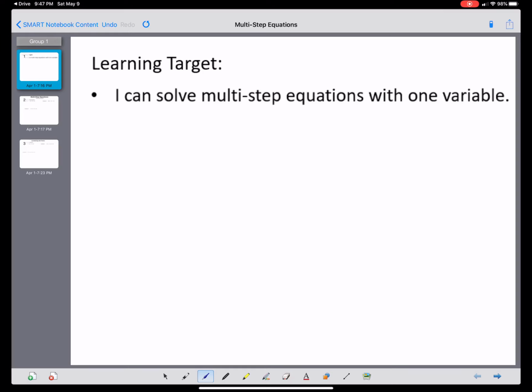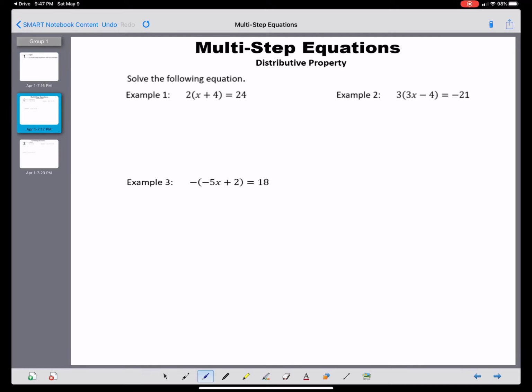Today's learning target: I can solve multi-step equations with one variable. The first type of multi-step equation uses the distributive property. Whenever you see the distributive property, you'll notice that you have parentheses. When you have parentheses, you multiply the outside number into everything inside the parentheses.